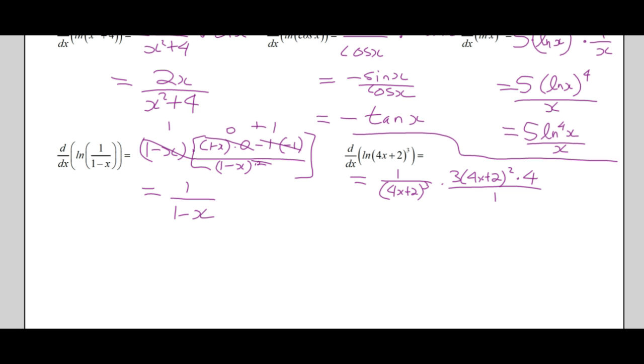I did the derivative of the 3 from 4x plus 2, got that squared. Oh wait, I still got this. Okay, I've done that. That's it, I'm done. Okay, what do we got? Well, that is going to take that out. And we've got 12 over 4x plus 2.